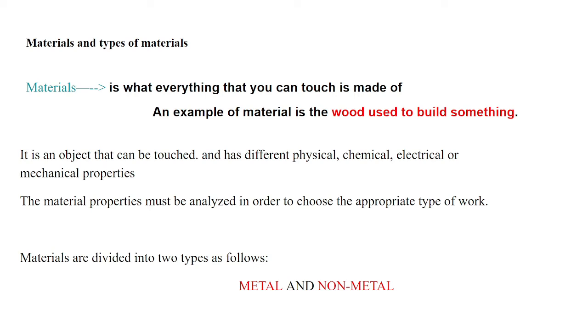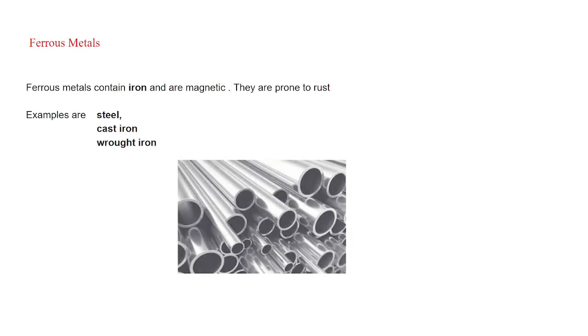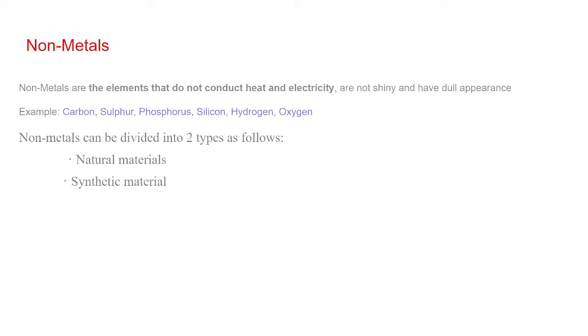We also talked about metals and non-metals. That's the topic of last week. We also talked about these different types of metals, and all this we did last week. Non-metals, we talked about them too. So today we'll talk about material properties and material selection principles. That will be our topic today.